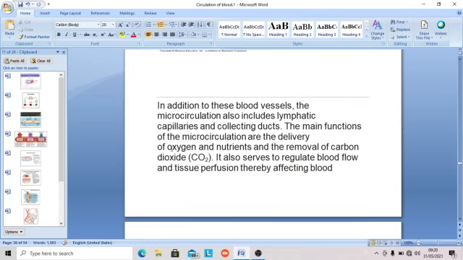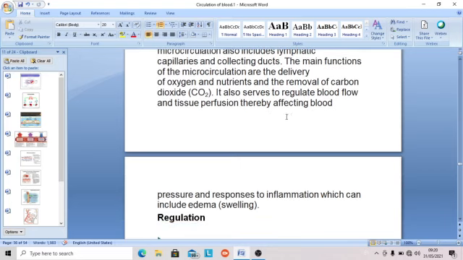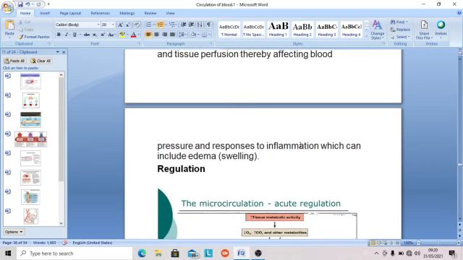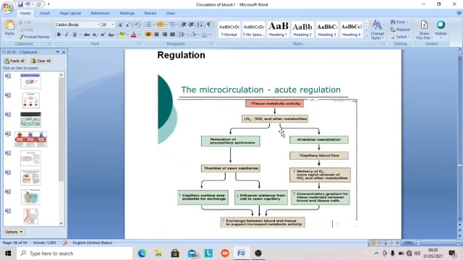In addition to the blood vessels, the microvessels also include lymphatic capillaries and ducts. The main function of the microvessels is delivery of oxygen and nutrients and removal of carbon dioxide. They also regulate blood flow and tissue perfusion. They affect blood pressure and resistance to inflammation or edema.